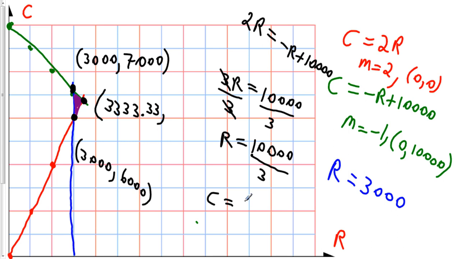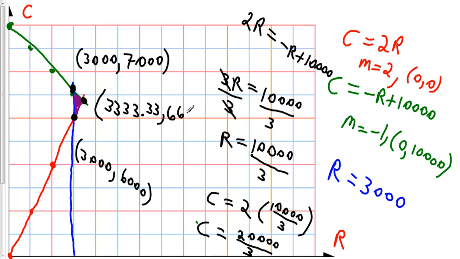Now, when we plug that value into this equation to find C, we find C is equal to 2 times R, which we just found out was 10,000 over 3. So we get that C is 20,000 over 3, a third of 20,000. 20,000 over 3 is the value of C at that point, and 20,000 over 3 is $6,666.67. So there I have all the vertices of my region of feasible solution.